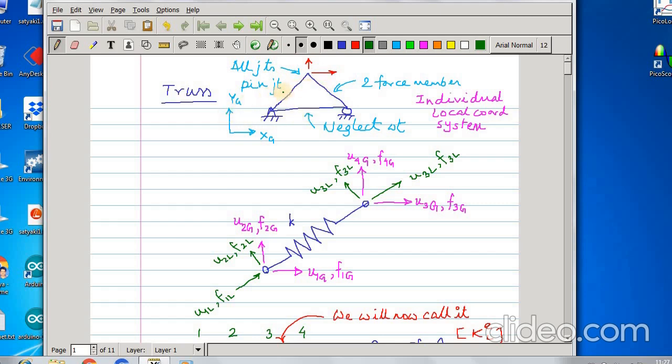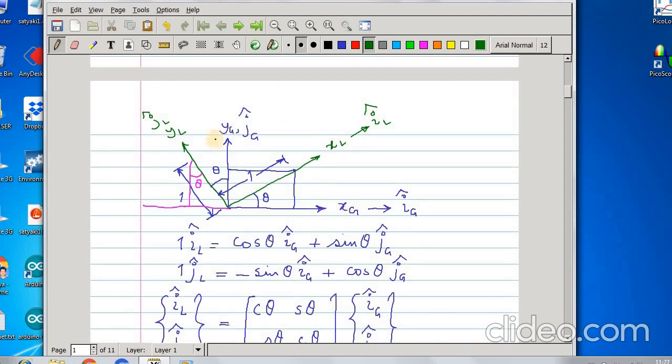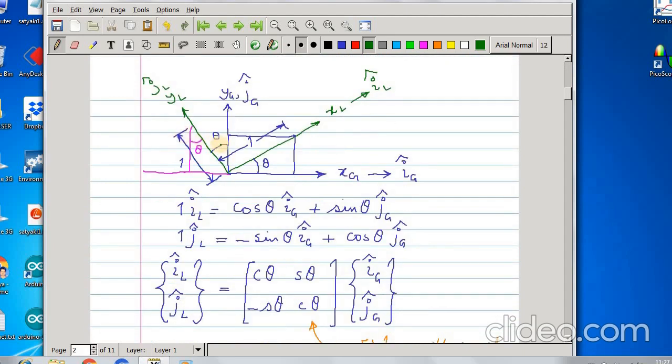For that we have to consider the stiffnesses, or we have to transform these stiffnesses in this local coordinate system to a common coordinate system, say this one. So this we call the global coordinate system. Here xg and yg are the global coordinate system, and xl and yl are the local coordinate system. Now a unit vector along this will have magnitude 1.